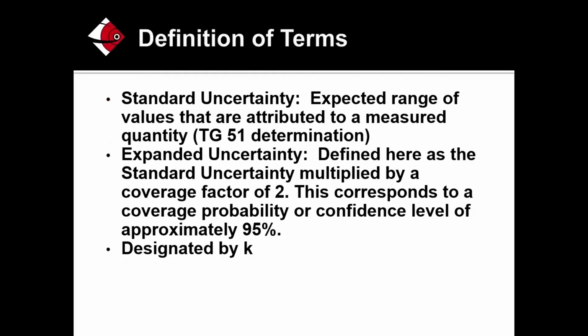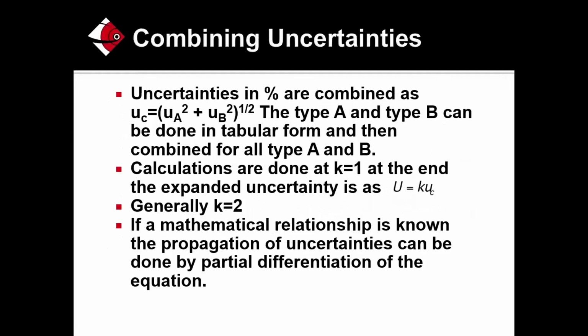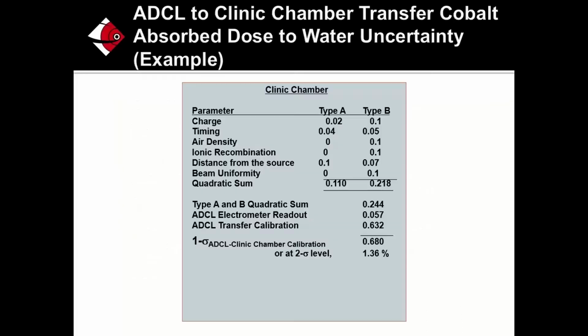So there's definition of terms very quickly. Standard uncertainty, that's expected range. Expanded uncertainty, that's a coverage factor, generally a factor of 2. That corresponds to 95% of your readings being within that area. And it's designated by 2, so K equals 2. Uncertainties in percent are combined in quadrature, squared and then take the square root, and it's done in tabular form generally. Calculations are done at K equals 1, and then generally you multiply by 2 when you're finished. And with a mathematical relationship, if you know it, you can propagate the uncertainties by partial differentiation. That could be for temperature and pressure, for example.